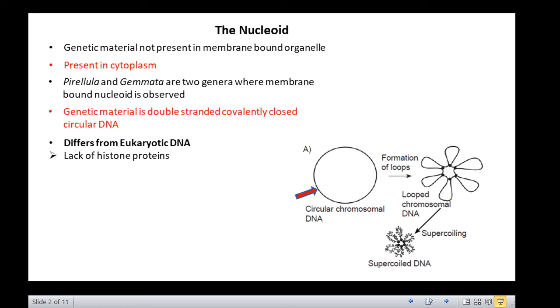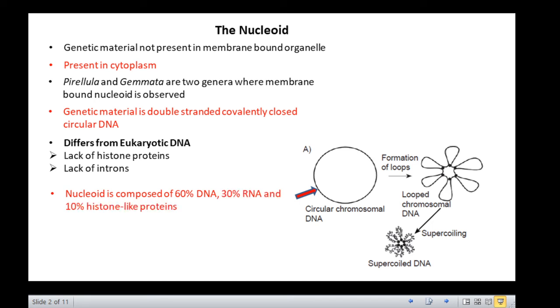Isolated nucleoids are found to be composed of 60% DNA, 30% RNA and 10% histone-like proteins. The RNA and proteins are required for the efficient coiling and packing of very long DNA in the very small body of the prokaryote. For example, E. coli on an average has a length of not more than 6 mm and has a DNA not less than 1500 mm long. Obviously, the DNA is looped and supercoiled to fit in such a small space.